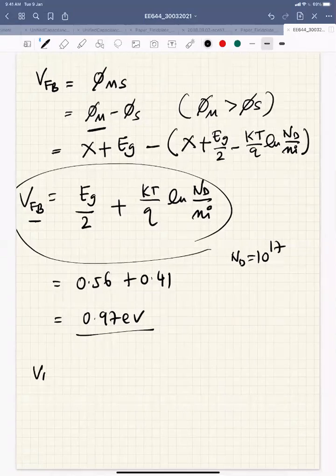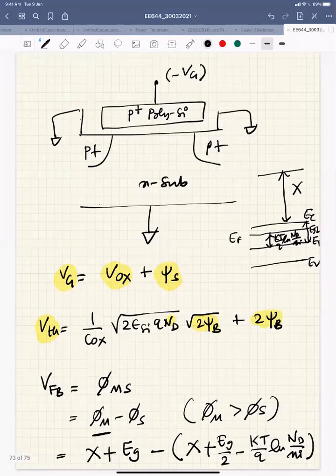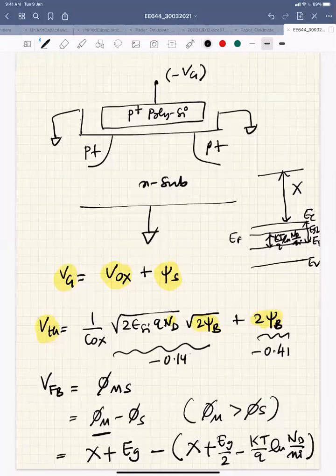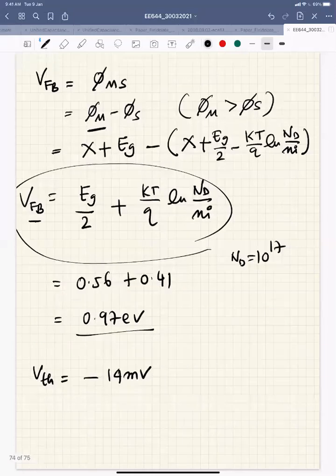If you calculate the threshold voltage, you will get minus 14 millivolt, right? Because you have to apply plus 0.97, and this will again be 2 psi b. 2 psi b will be minus 0.41, and this will be minus 0.146, right? Not 418, but 38. So when you do that, it will again be minus 14 millivolt.